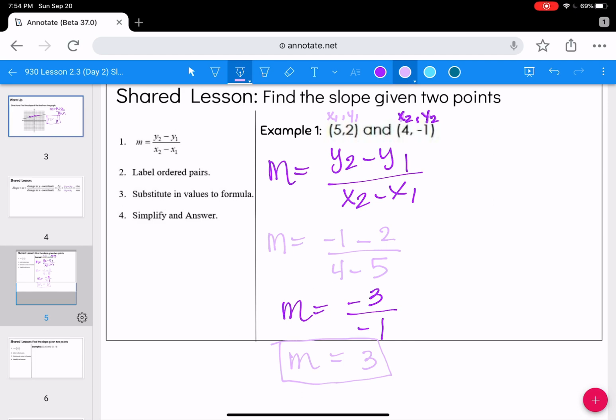Now going back to how I labeled these ordered pairs, it doesn't matter if you made this first point x2, y2, and then your second point x1, y1. That does not matter. Just make sure you are consistent with how you're labeling. Your first ordered pair should both be x1, y1 or x2, y2.